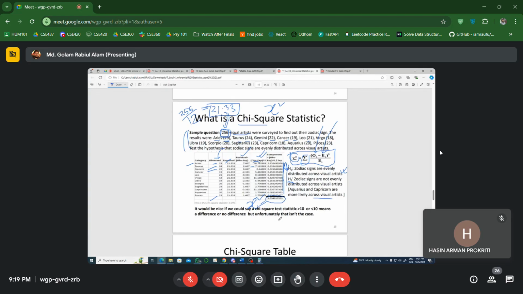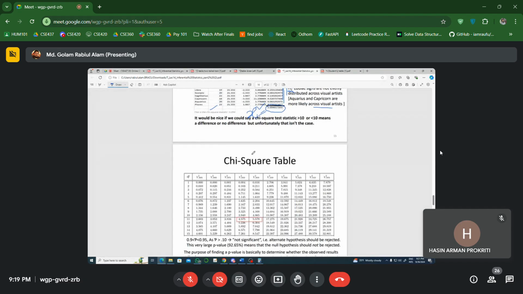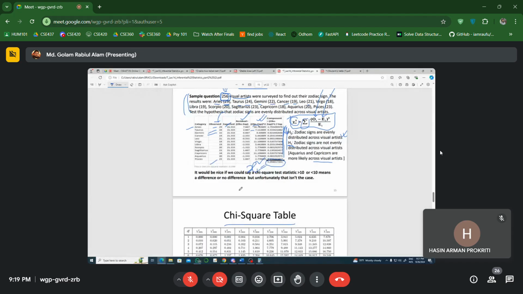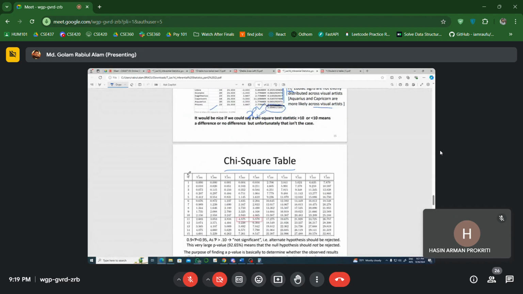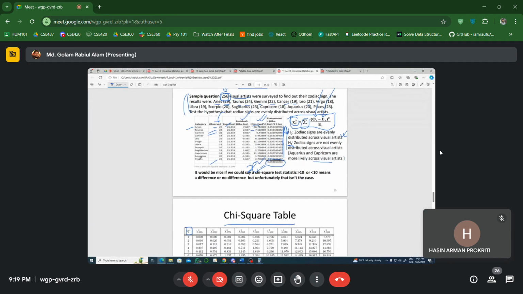Now we have to check the chi-square table for our critical value. To use the chi-square table, we need the degrees of freedom. So here is the degrees of freedom. How many do we have? In total, 12.